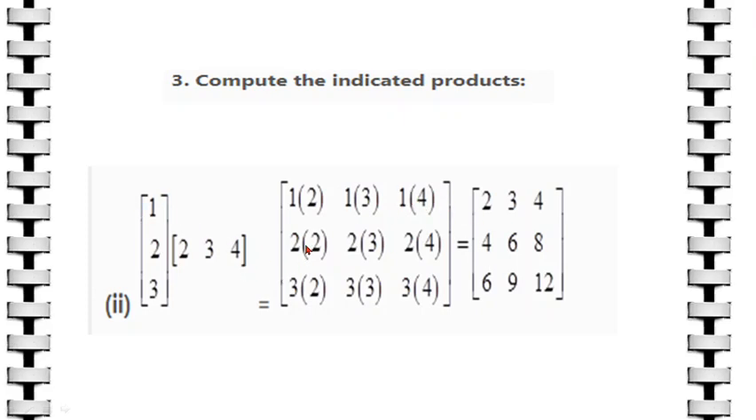Multiply and write. This element is A21, second row, first column, 2 into 2. This element is A22, second row and second column, so 2 into 3. Then the next one is A23, which means second row and third column, and multiply. This way we have to do this calculation, and after multiplying you will get the resultant matrix, which is the product of these two matrices.